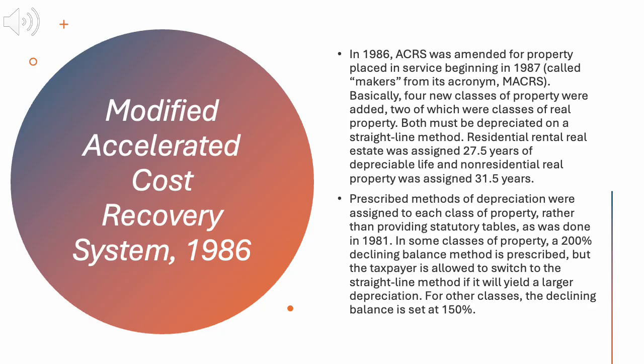Prescribed methods of depreciation were assigned to each class of property rather than providing statutory tables, as was done in 1981. In some classes of property, a 200% declining balance method is prescribed, but the taxpayer is allowed to switch to the straight line method if it will yield a larger depreciation. For other classes, the declining balance is set at 150%.